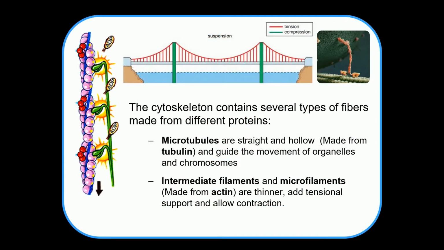You have smaller fibers, which we call microfilaments and intermediate filaments, which provide tensional support. They prevent the cell from being pulled apart. It helps maintain the cell's shape. It also keeps all of the organelles in the correct position. It kind of anchors them in place. And it is dynamic. Dynamic means it's able to move, so it allows the cell to change its position.